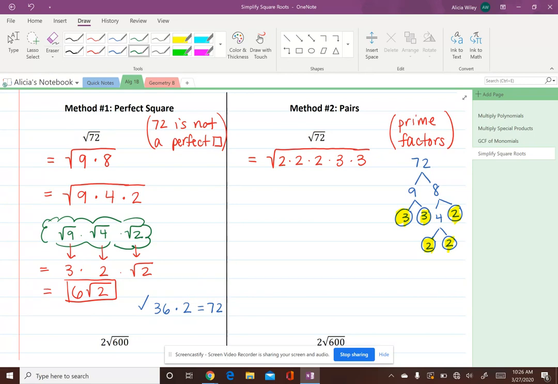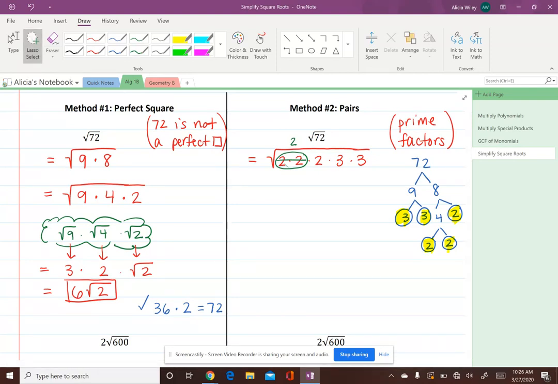We're going to look for pairs of numbers because I know that a pair like 2 times 2 makes 4, and 4 is a perfect square, right? So what is the square root of 4? Yeah, it's 2. So from the square root of 2 times 2, which is actually the square root of 4, out a 2 is going to come. And this is no longer going to be underneath your radical.